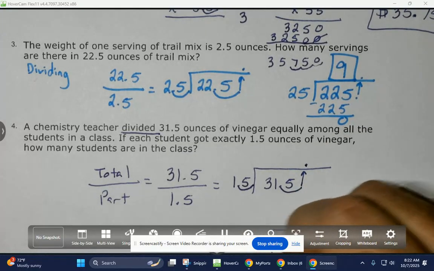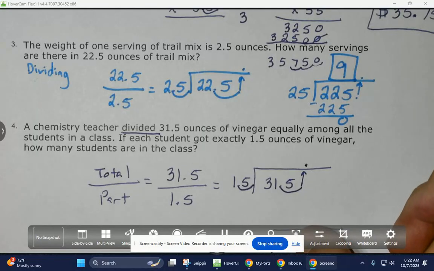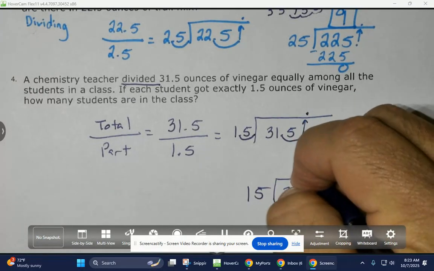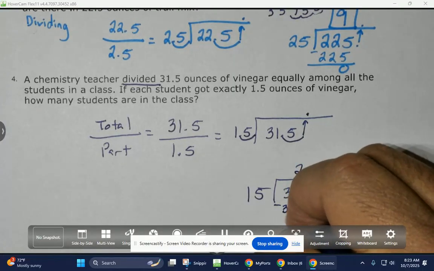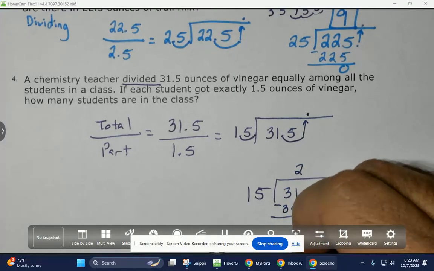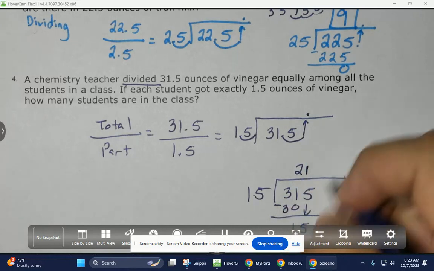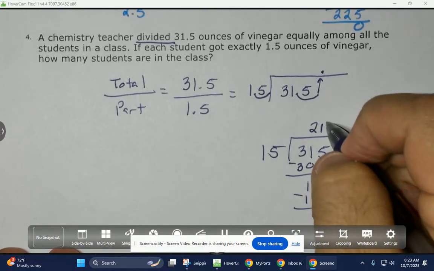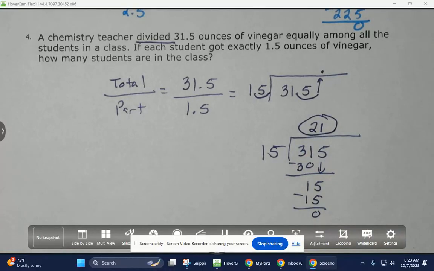All right, let's go ahead and do our dividing. 15 goes into 31 2 times. 15 goes into 15 1 time. Your correct answer should have been 21.